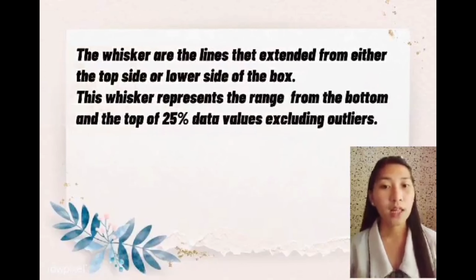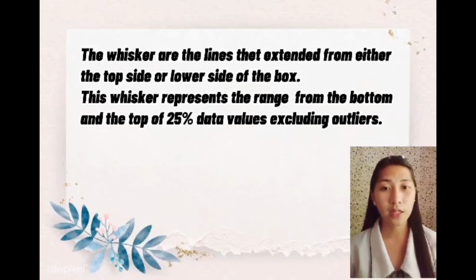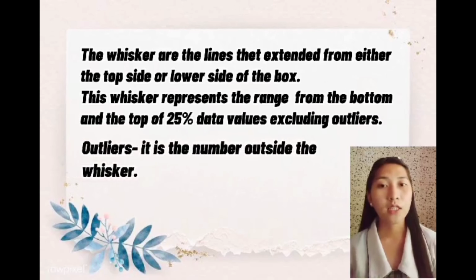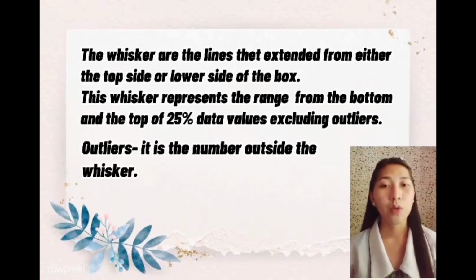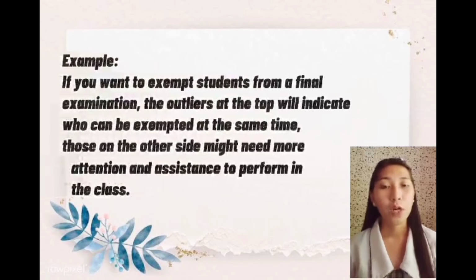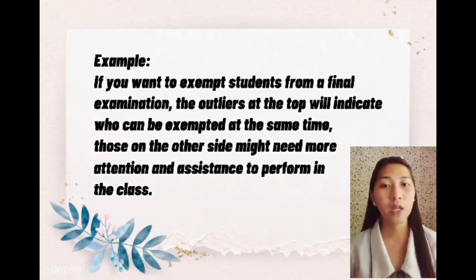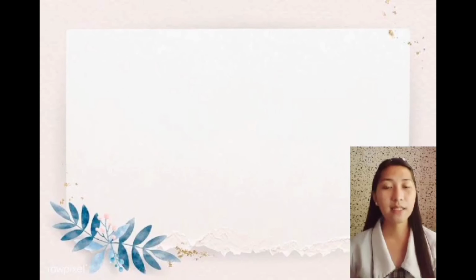The whiskers are the lines that extend from either the top side or lower side of the box. The whiskers represent the range of the bottom and the top 25% of data values, excluding outliers. Outliers are the numbers you see outside the whiskers. Outliers can send an important message about a certain phenomenon. For example, if you want to exempt students from a final examination, the outliers at the top will indicate who can be exempted. At the same time, those on the other extreme might need more attention and assistance to perform in the class. Next is the pie graph.